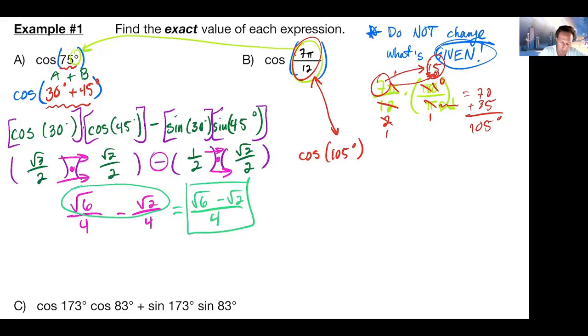Now remember, the 30, the 45, and the 60 can all be written in terms of pi's. You just had to remember which ones went with what. The easiest one to remember is that 45 was the one that was a 4.